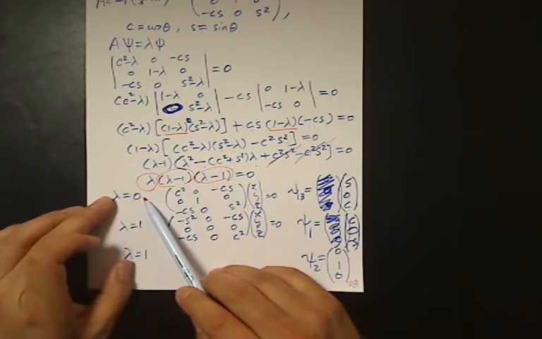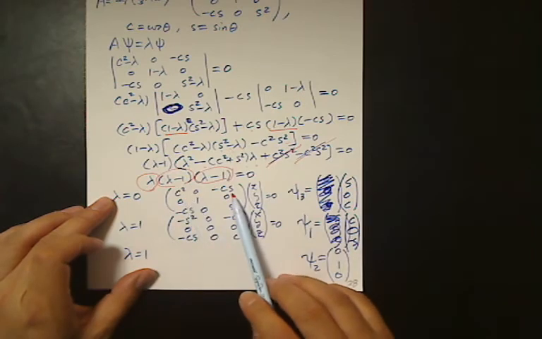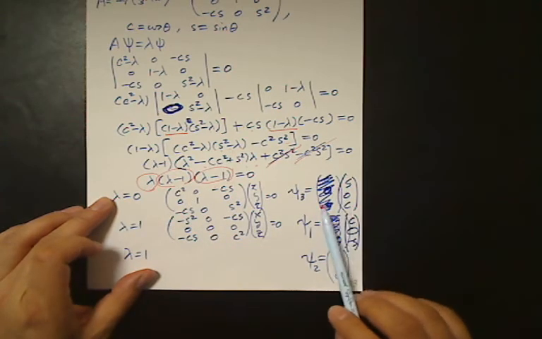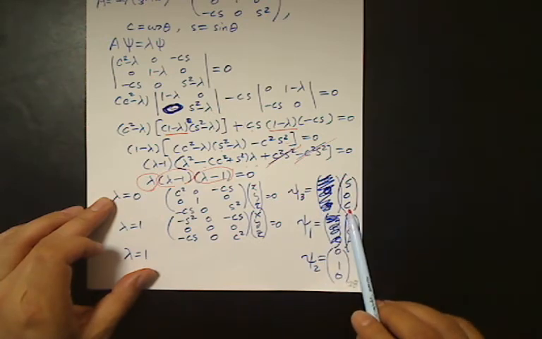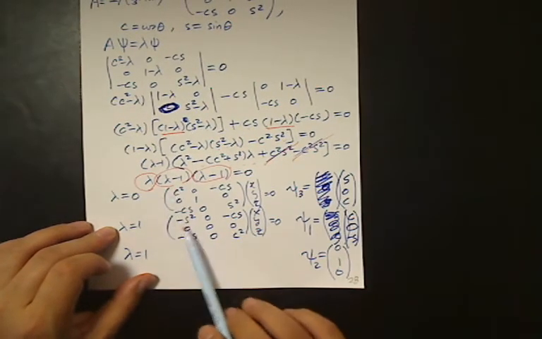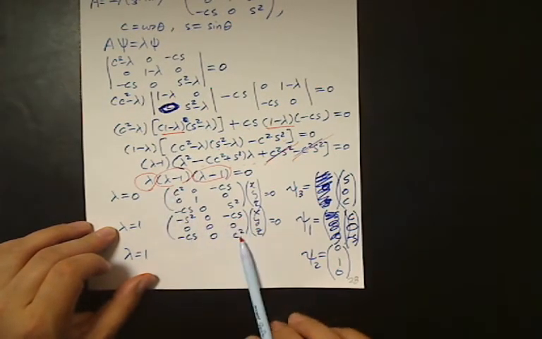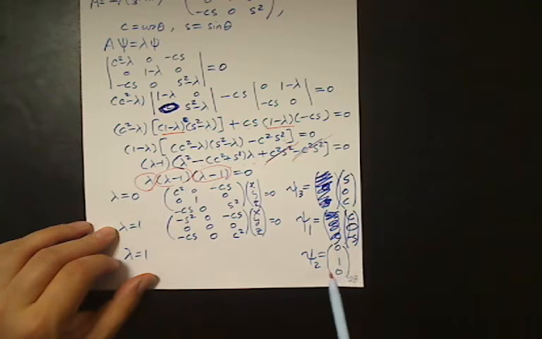When lambda equals 0, if I substitute lambda equals 0, what we find is cosine squared sine squared. The corresponding eigenvector is a sine 0 cosine. And here, if I substitute lambda equals 1, we have these pieces. The trivial one will be y equals 1, and the other pieces vanish. So this is the choice for psi 2.